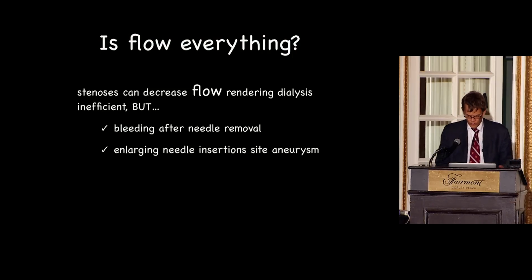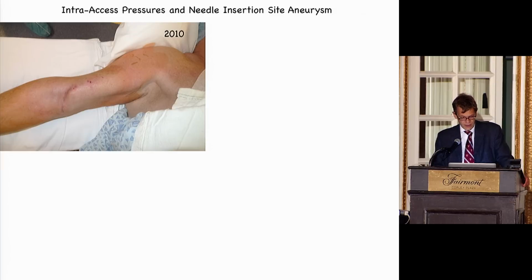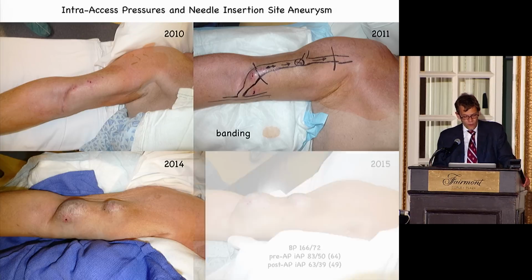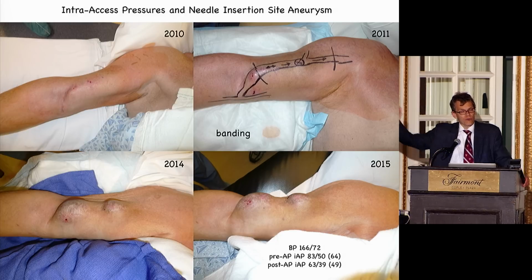Now, we're very flow focused, but a lot of the issues in dialysis are actually related to pressure events. So bleeding after needle removal, enlarging needle insertion site, skin thinning, layered thrombus formation, those are all pressure related events. And here is just a sequence of 4 images of a patient over the course of 5 years, where in the setting of recurrent cephalic arch stenosis, you can see these needle insertion site aneurysms grow rapidly.